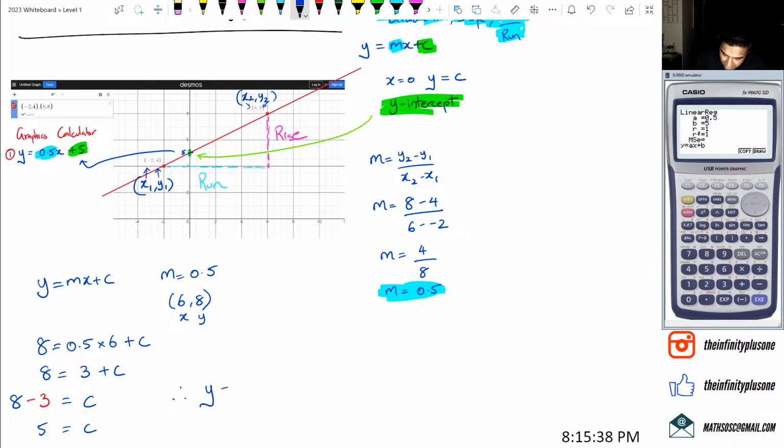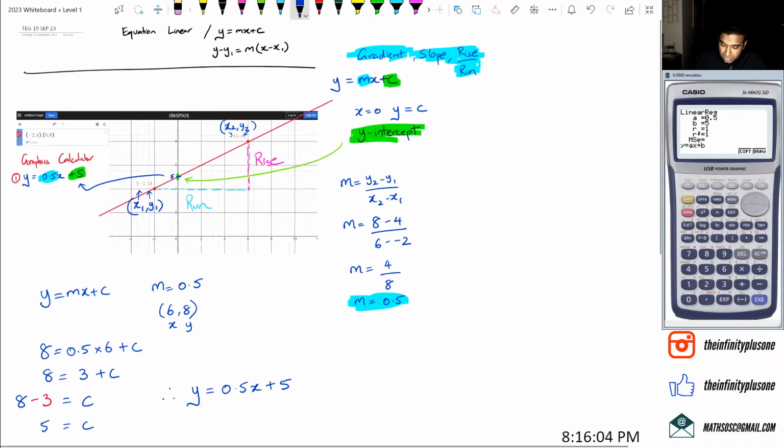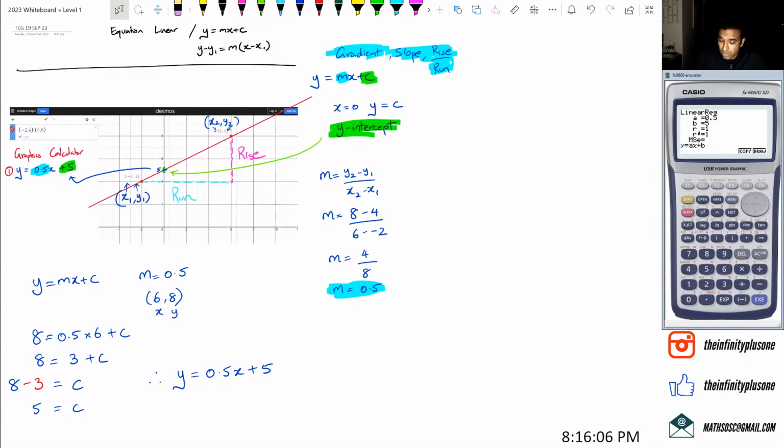Therefore, I can write this as y is equal to 0.5x plus 5. Now, I know this is a long-winded way of doing it, but when it comes to certain questions where you have to shift the graph, or what would happen to this graph if you change this point, knowing this method helps you a lot more than just doing it straight in the calculator. Now, somebody earlier asked me, does it matter which of those equations you use?